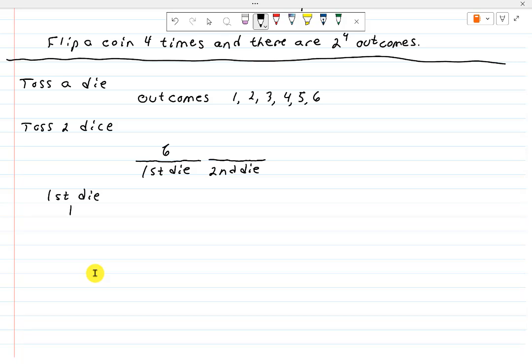All right, let's say we get a 1. Then the second die can be any of 1, 2, 3, 4, 5, 6. There's 6 possible outcomes when the first die is just a 1. So if I keep track of the outcomes over here, there's 6 of them. Well, if the first die is instead a 2, I still have exactly the same 6 outcomes possible in that case as well.